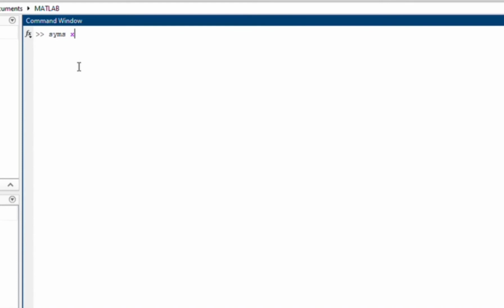Question 2. Type integral function. Use int f to integrate it. We got the answer same as the calculation method.